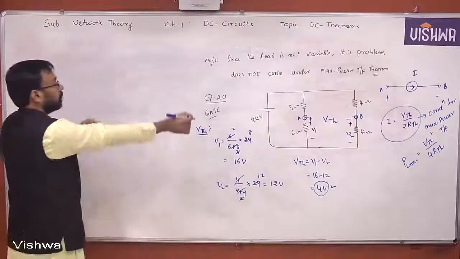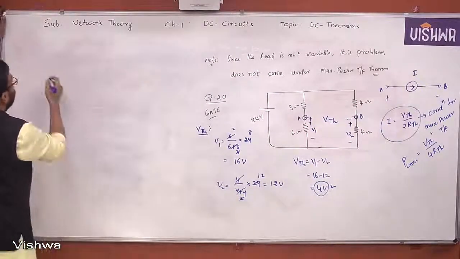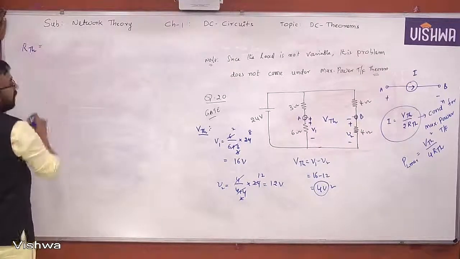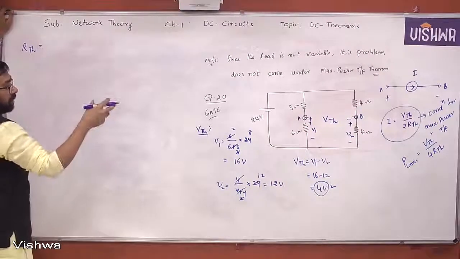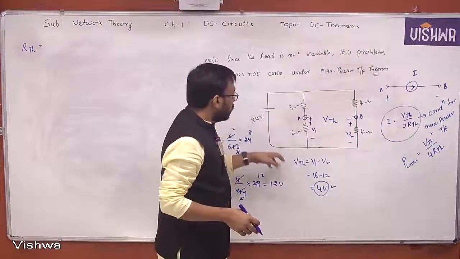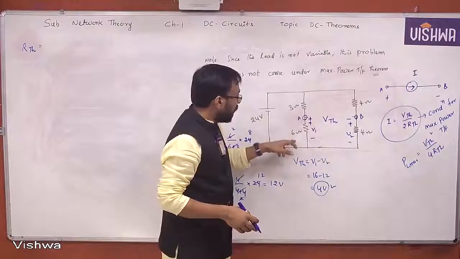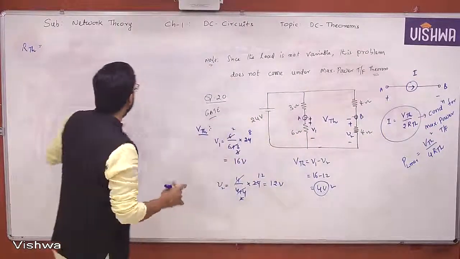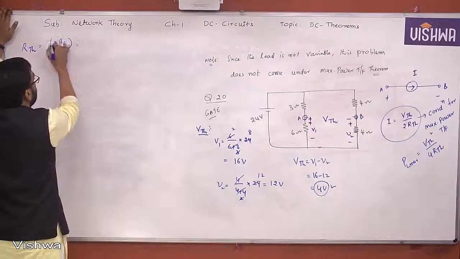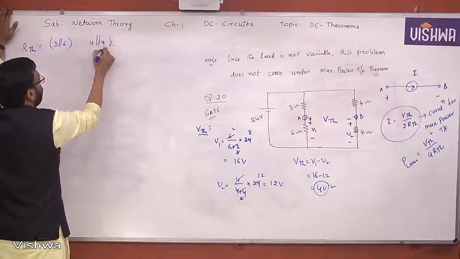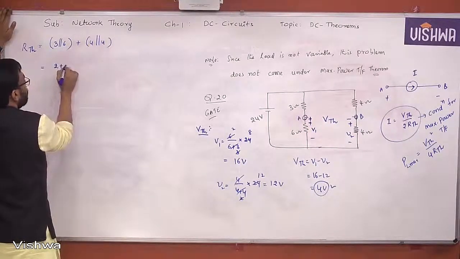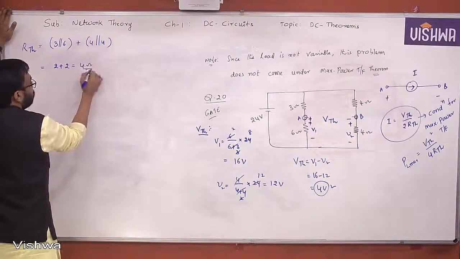4 volts. Now RTH will be with respect to AB terminals when it is shorted. With the terminals shorted, these two are parallel, and these two are parallel. So what do you get? 3 parallel 6, 4 parallel 4, and the resulting are in series. So 2 plus 2, that is 4.